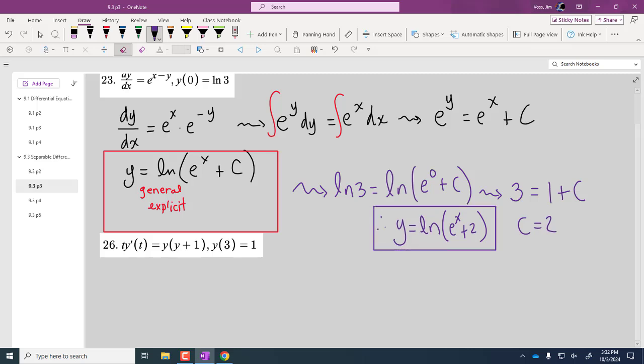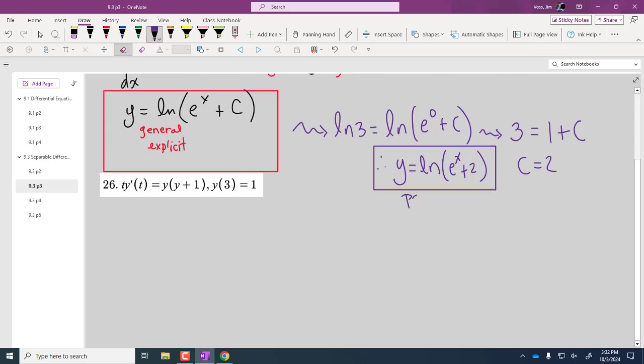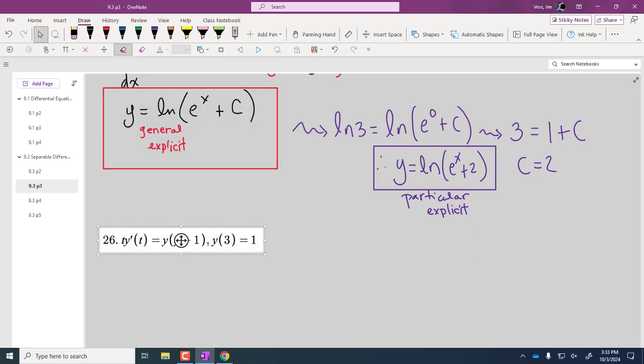All right, so that is our solution. So this is particular and explicit. Square root. I actually need to write you substitution test. Or I could just do the test without it.